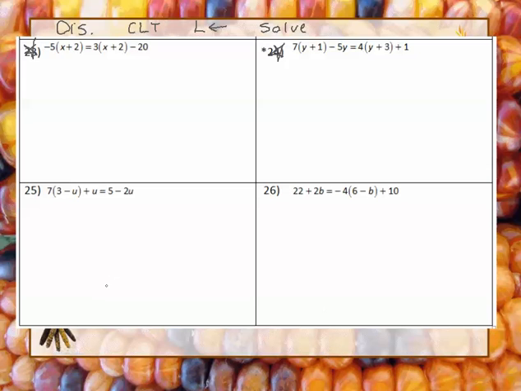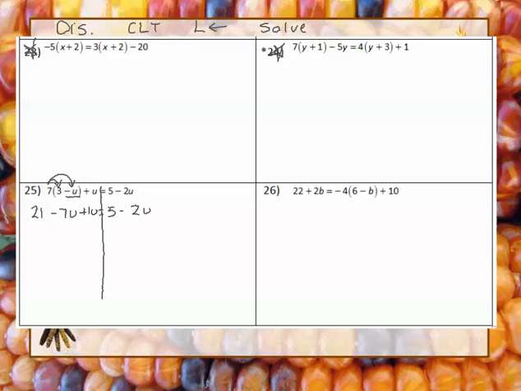Okay, let's look at number 25 together. Remember, we draw our line down the middle. Do I have any distributive property? Yes, I do. It's right here. Okay, so I have 7 times 3, which is 21. Then I have 7 times negative u, which will give me negative 7u, plus a u, 1u, equals 5 minus 2u. Then I ask myself, do I have any combining like terms on either side?